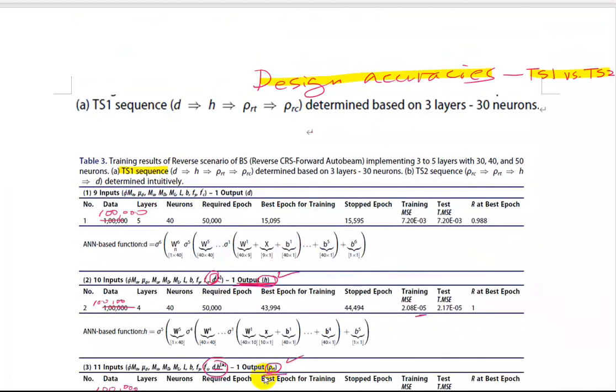Now in the next clip we are going to compare the design accuracies between TS1 and TS2. This gives you an idea that when you have less design accuracy than you want, you can change the training sequence, as you see over here, to try to enhance your training accuracy, leading to better design accuracies.